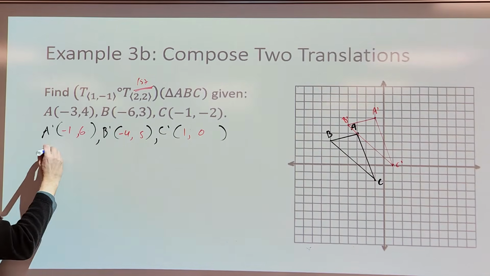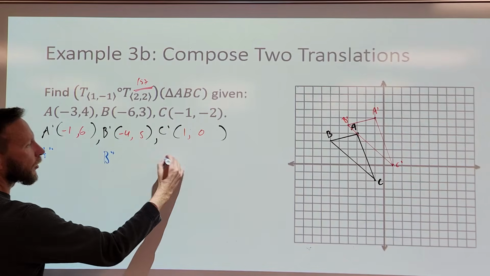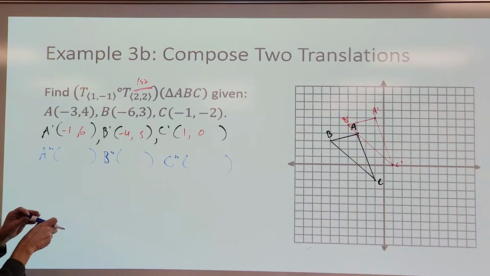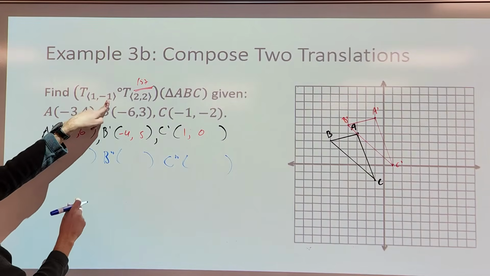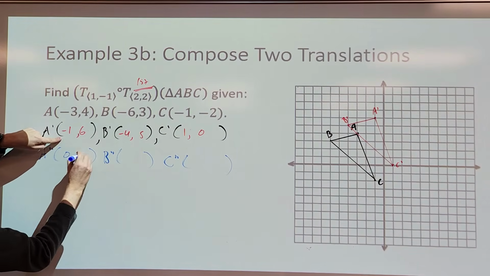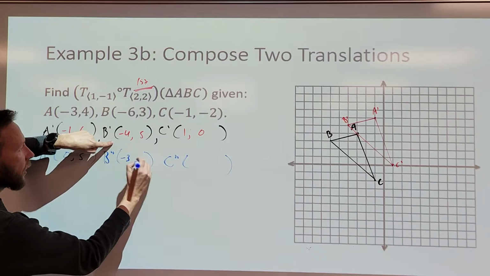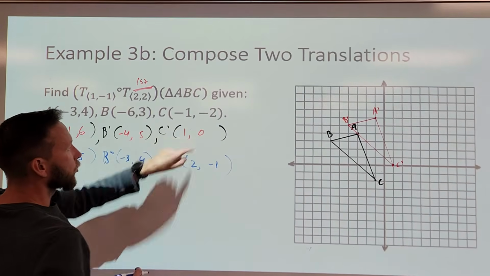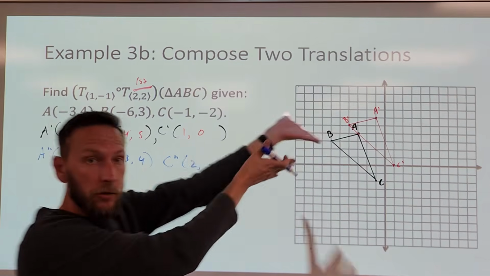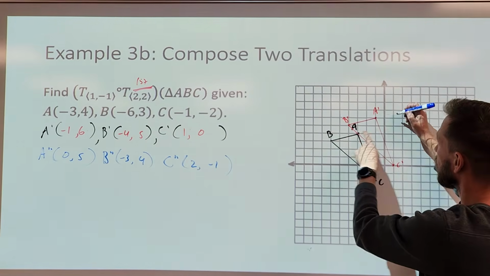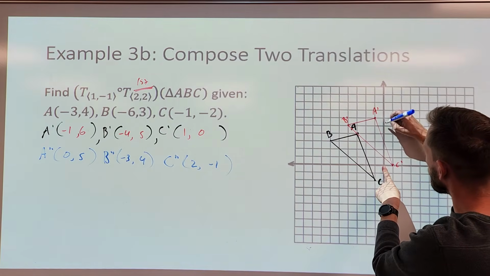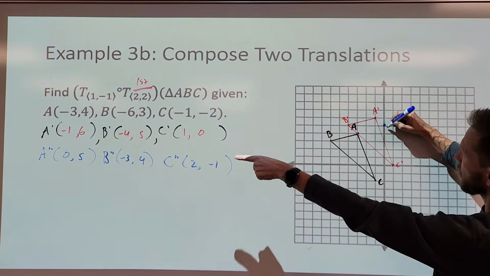All right? For A double prime, B double prime, C double prime, we are going to add 1 to each x and subtract 1 from each y. Or we can do it, again, visually here. A double prime is going to be 0, 1, 2, 3, 4, 5. All right, again, that's forward 1, down 1.